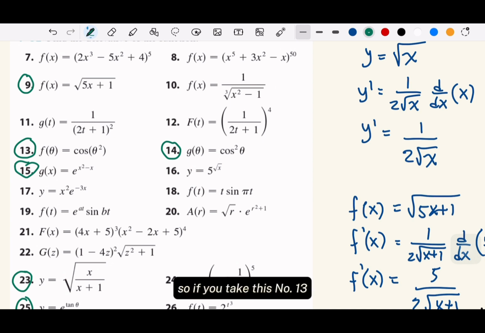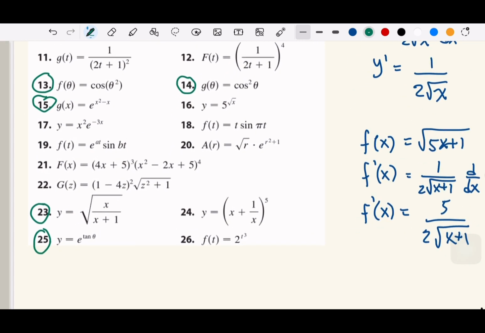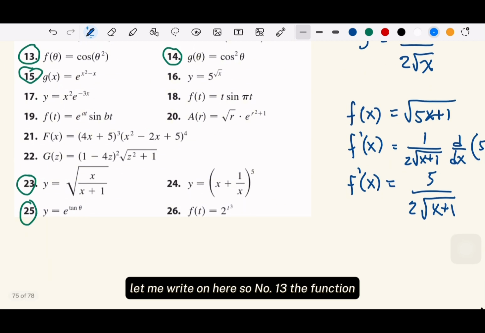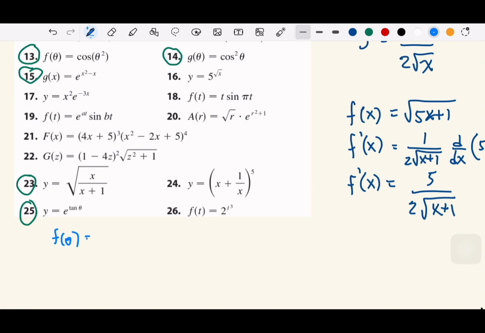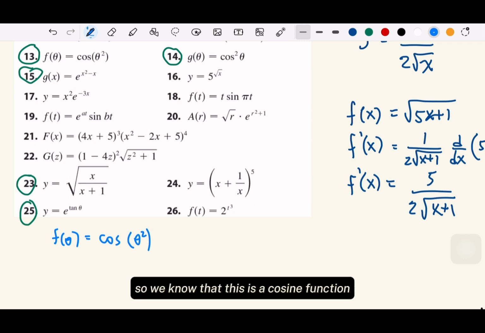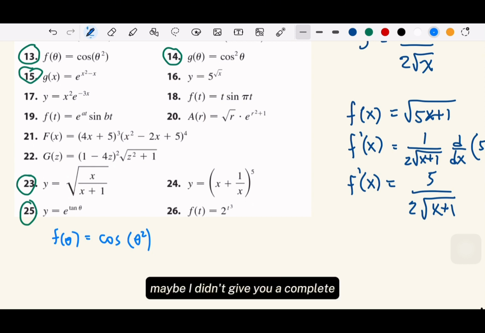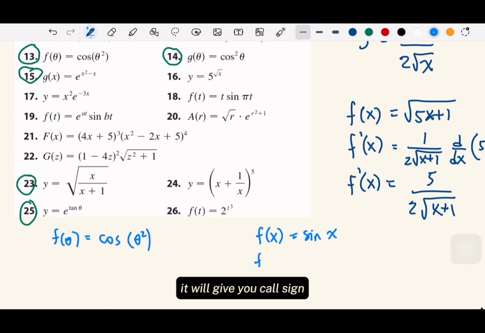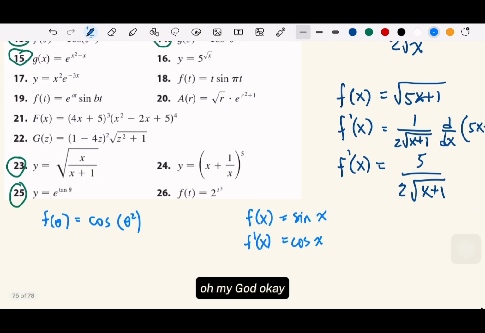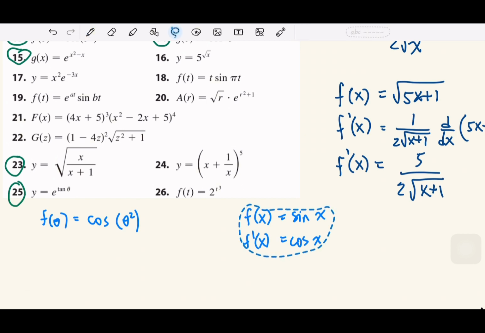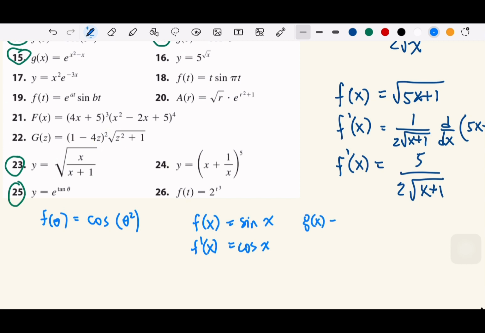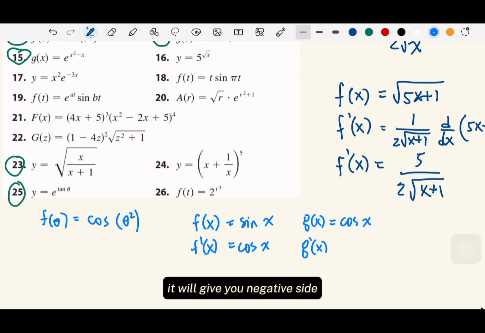So if you take number 13, let me write it here. The function is cosine of theta squared. We know this is a cosine function. Take the derivative. What's the derivative of cosine? Maybe I didn't give you the complete derivatives last time, so let me give them to you very quickly. If you have f of x equals sine x, it will give you cosine. But if you have cosine, it will give you negative sine.